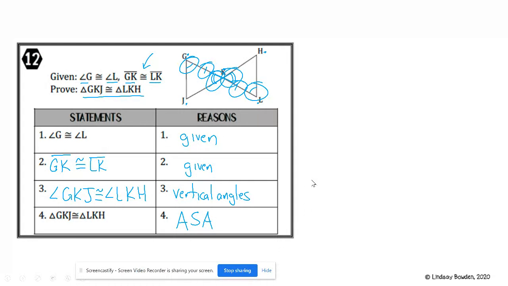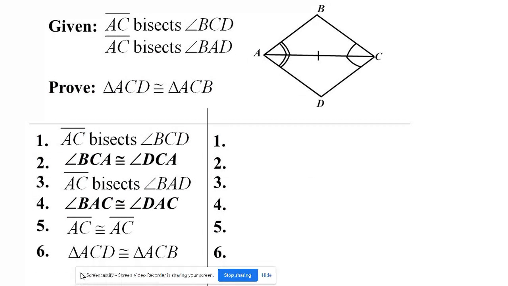All right, let's do one more. And we did one where we didn't have any of the steps, but we had all the reasons.